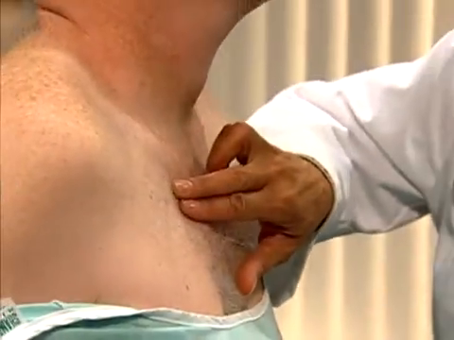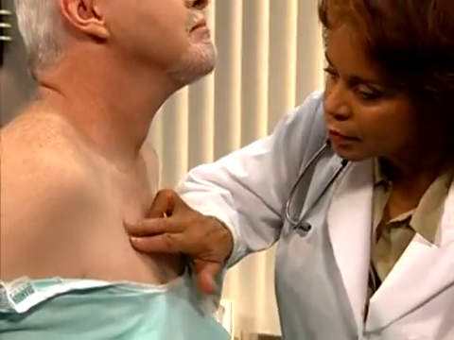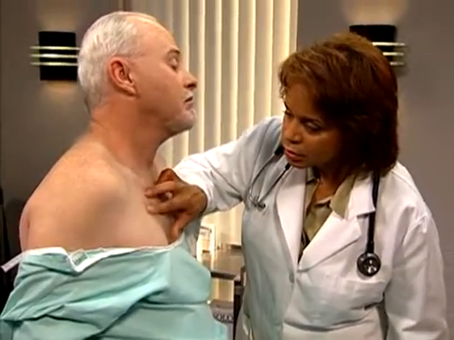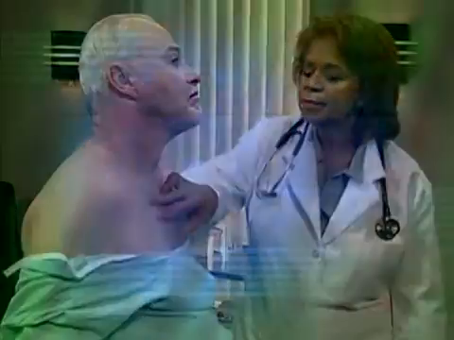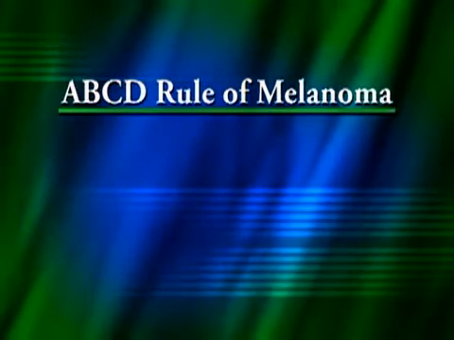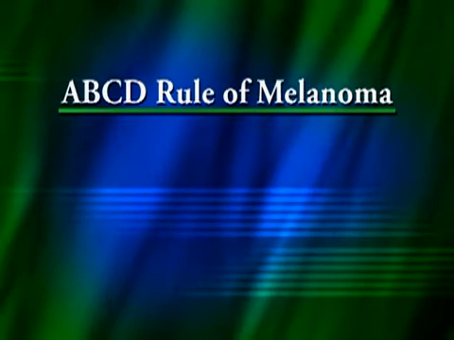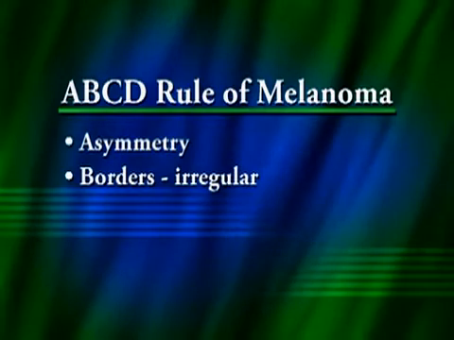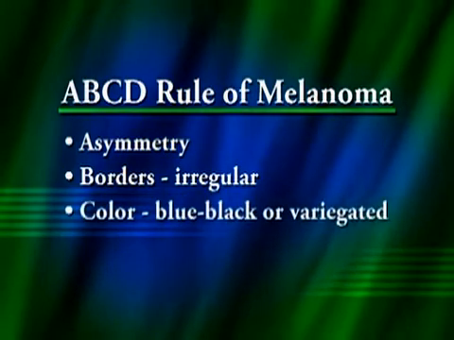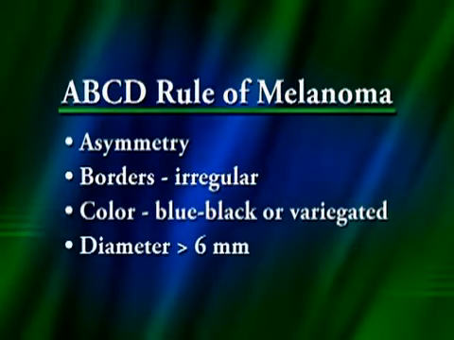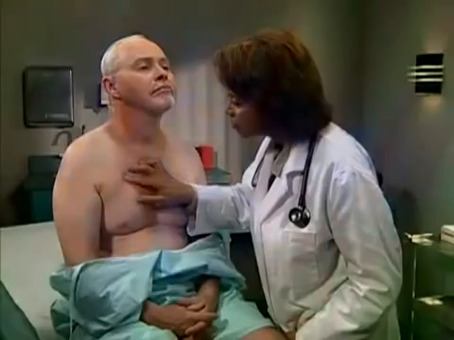However, if you detect a mole, assess it thoroughly to determine if it is worrisome. Have you had this mole long? About 6 years. To judge its characteristics, remember the ABCD rule of melanoma. A mole is more likely to be malignant if it has asymmetry in its shape, borders that are irregular, a color that's blue-black or variegated, and a diameter that exceeds 6 millimeters.